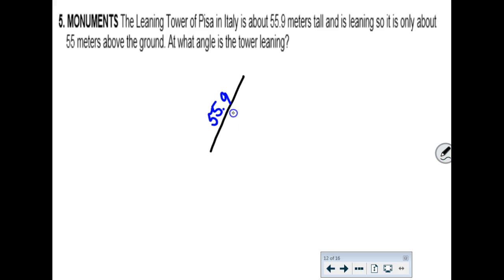And it is leaning so that if you were to measure the top down straight to the ground, whoop, that is a measurement of 55 meters. So we know any measurement that goes from top straight down to the ground to horizontal, that would be the vertical leg of your right triangle.